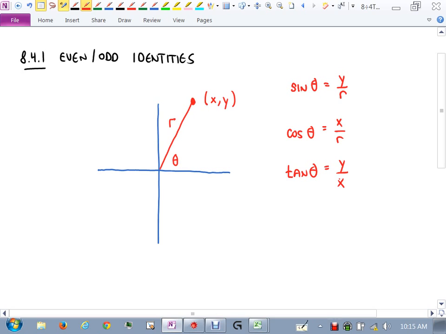But I want to investigate something specific here. I would like us to look at the angle, not theta, but negative theta. What quadrant would negative theta be in? Fourth quadrant. It would be like this. Do you agree that would be negative theta right there?